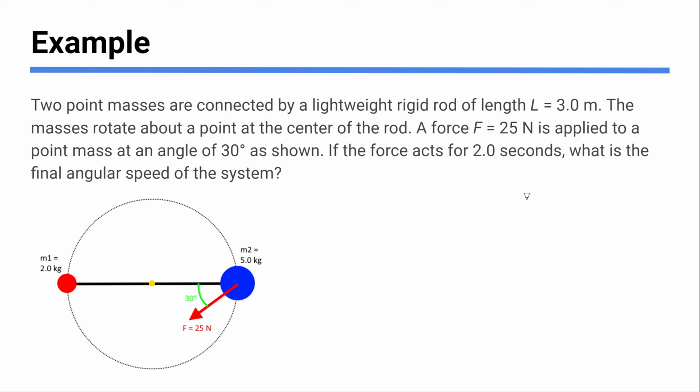And there's a 25 Newton force applied at a certain angle to one of the masses. The force acts for 2 seconds. I want to find the final angular speed of the system. Oh boy. Oh, this one's so fun.